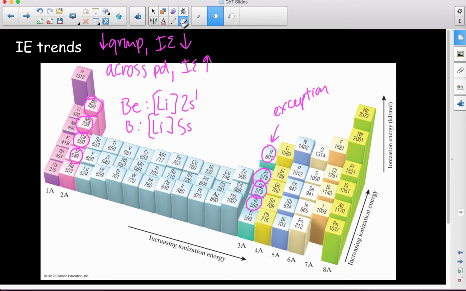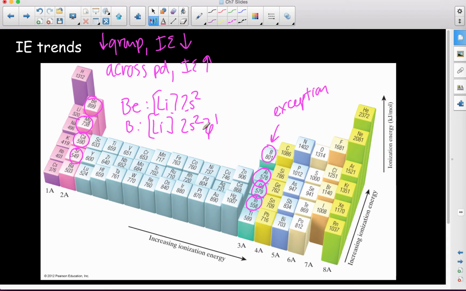Oh, that's definitely not what I meant to say. Beryllium says this, and boron says 2s2, 2p1, okay? So for beryllium, when we talk about removing an electron, it's from the 2s orbital. When we talk about boron, we're removing it from the 2p orbital.